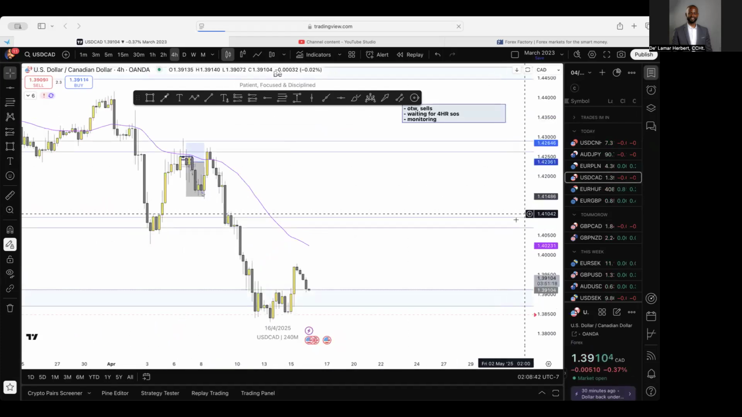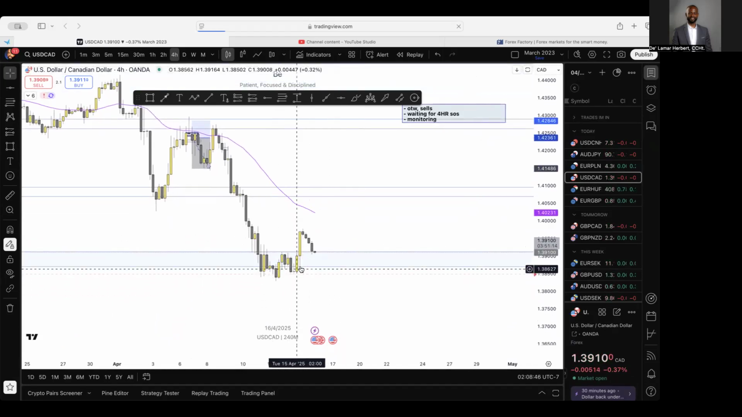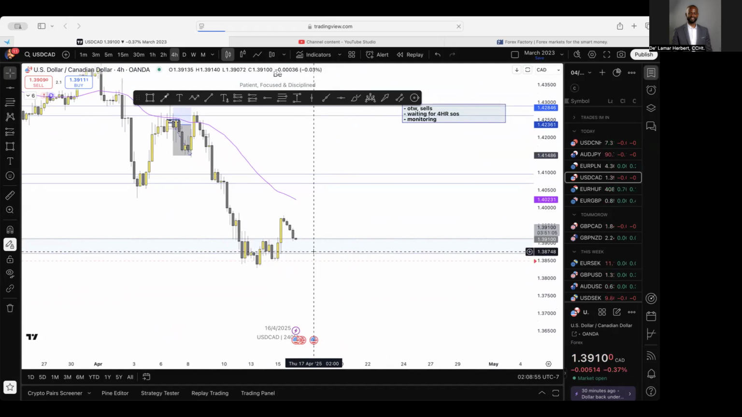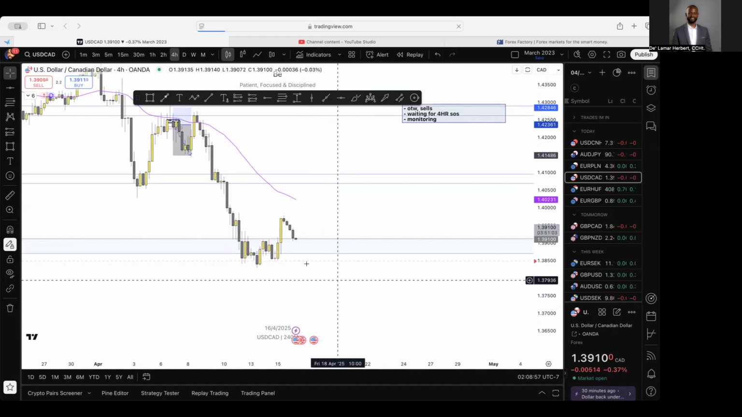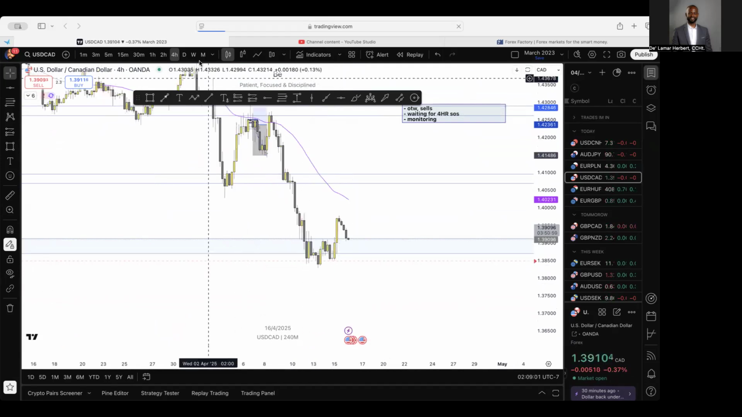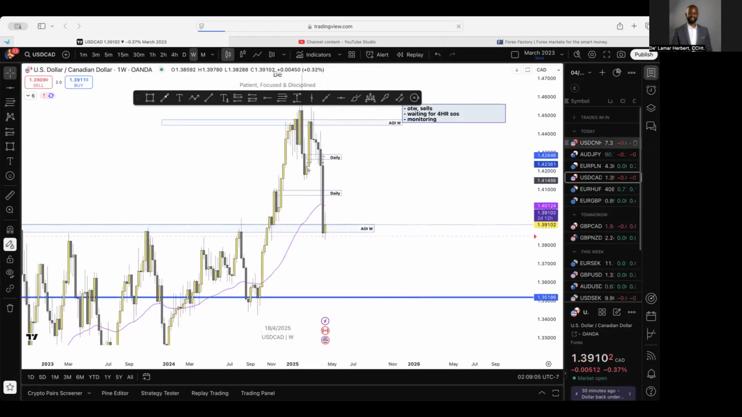USD CAD. We did have a break of the shift to structure here. Okay, so we're having a retest. But we're not looking for buys here. I'm actually looking for sales here. So what I want to see is a shift of structure here, and then I want to see a retest, and then our take profit would be down here. This is the pair I put at the top because this is the one I really am interested in.